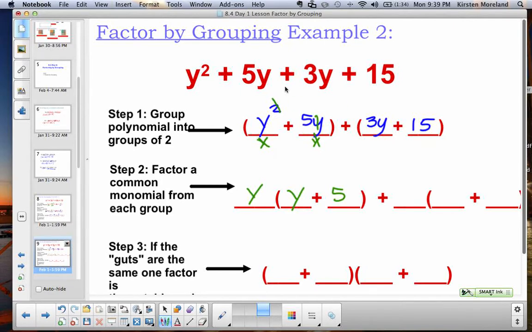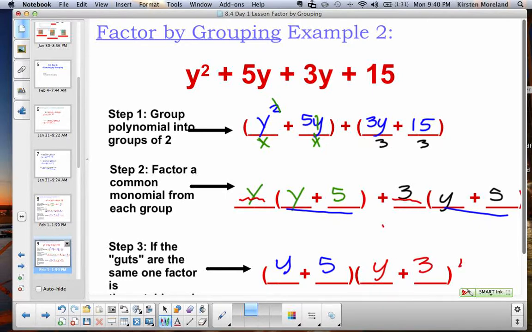Now we look at the second set. 3y and 15 have 3 in common. So if I take a 3 away from each of these, I'm left with y, and 15 divided by 3 is 5. Now check. Inside parentheses, I have a y plus 5 and a y plus 5. Those should match. So I'm left with y plus 5. And then I just write the leftovers, which is a y and a 3. So in the second set, I write y plus 3. And now I've just factored by grouping.